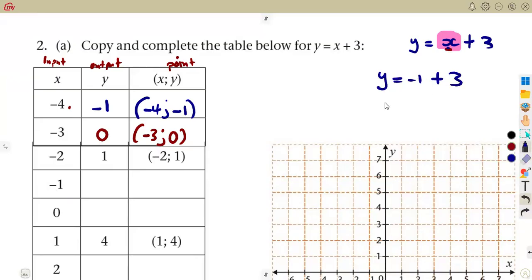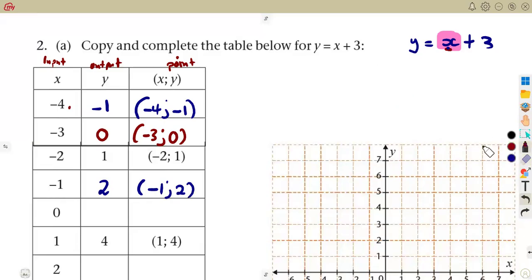Minus 1 plus 3. So y is equal to what? Minus 1 plus 3 simply means 3 minus 1, or just use your calculator there. The y value is going to be a 2. As a point, x is what? Minus 1. What about the y? That's a 2. So you're going to do this, guys, throughout.